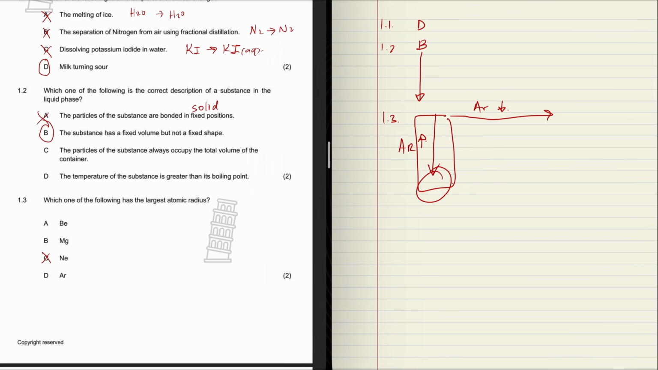Neon definitely not, because neon is on the far right hand side. Likewise, argon is also going to be out. Beryllium is also on the right hand side of the periodic table, so that's also going to be out. So the option we're going to be left with is B, magnesium, because magnesium is on the left hand side.